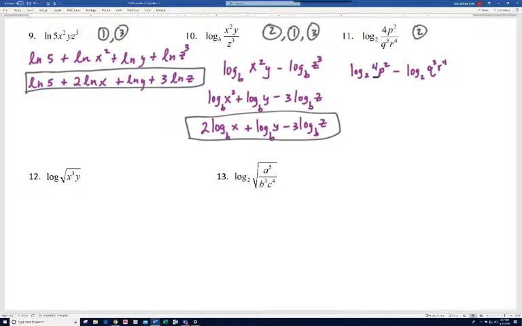Now notice these are products. Again, I can't use the power rule yet because in neither case here do I have just a single base to a power. So we're going to use the product rule next, property 1. So this becomes the log base 2 of 4 plus the log base 2 of p squared minus the log base 2 of q to the 3rd power plus the log base 2 of r to the 4th power.